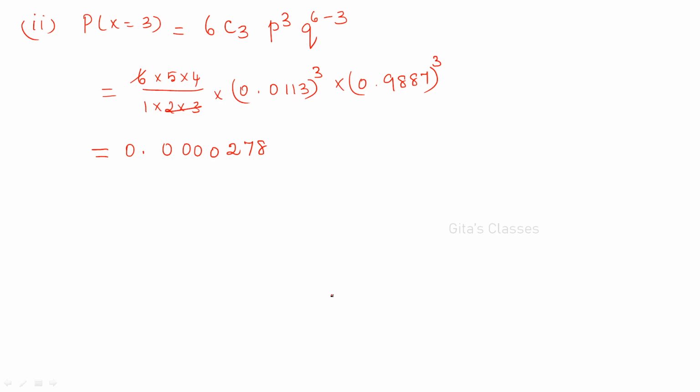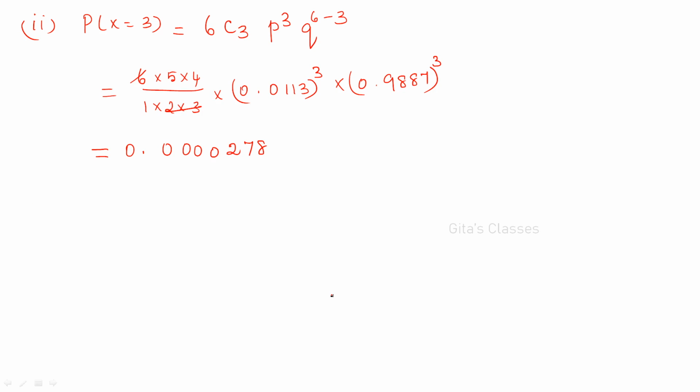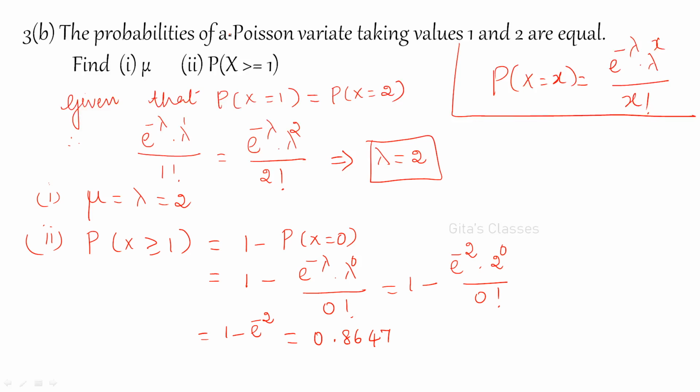Similarly, next is not at least, but exactly 3 times. P of x equal to 3 is 6C3 p to the power 3 q to the power 6 minus 3. You can directly substitute these values in the calculator. Even 6C3 can be found using the calculator.